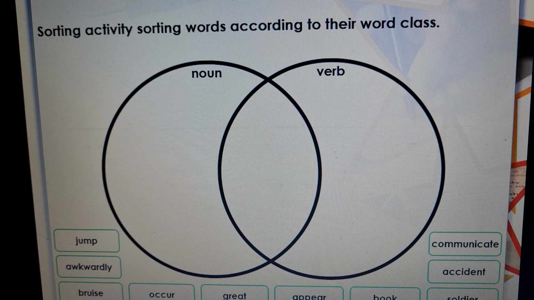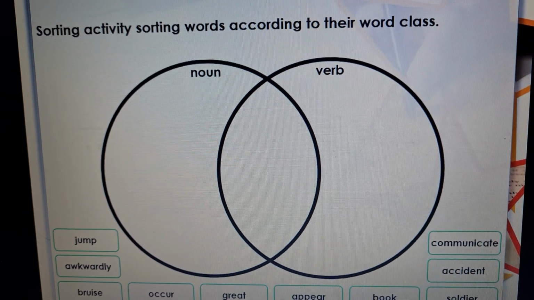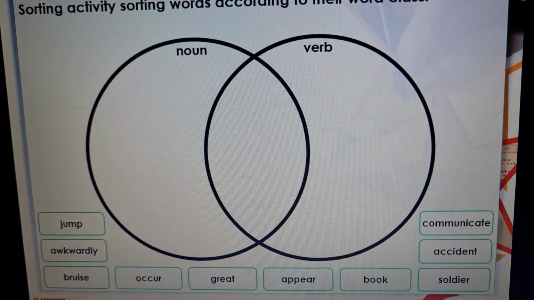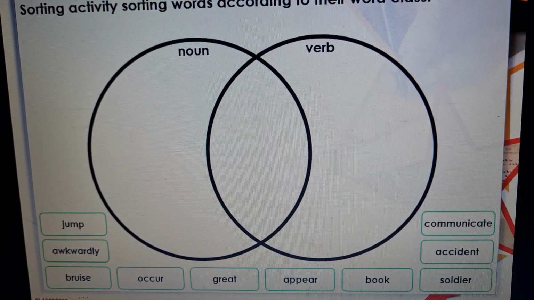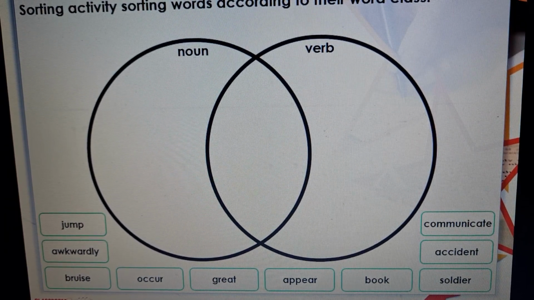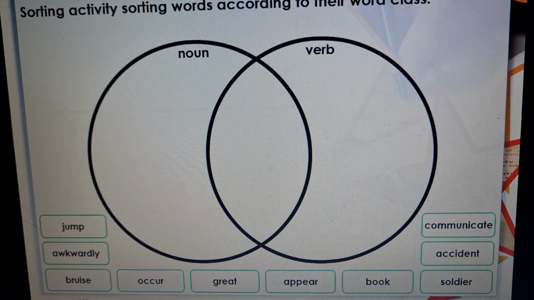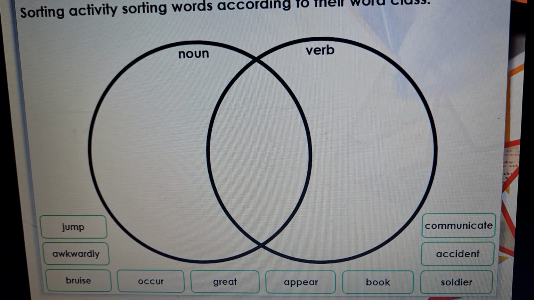So here is an activity just to start. I've got a Venn diagram here, and I have got nouns and verbs. And I've got a whole series of words here. Now you should be identifying which of these words are nouns, names of things, and which are verbs, action words. So I just want you to pause this video just for a few minutes, and can you sort all of those different words into the right group?